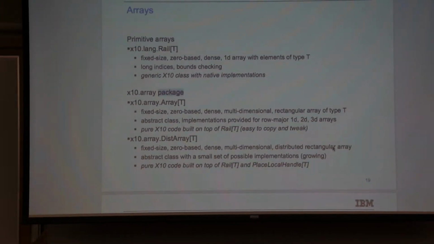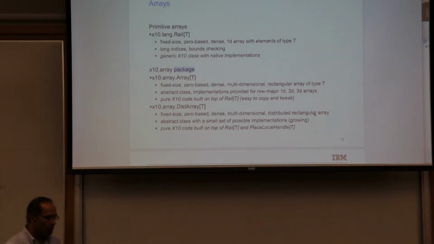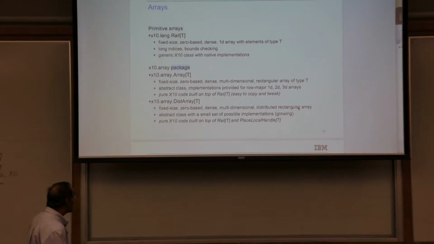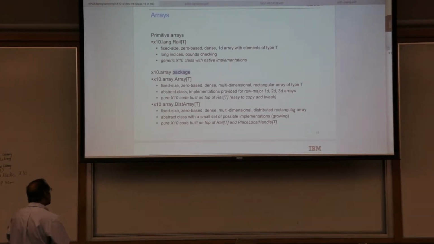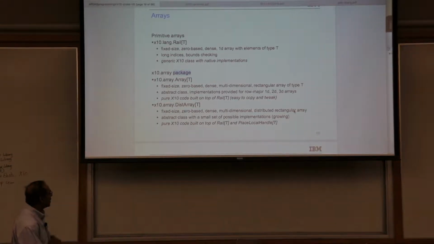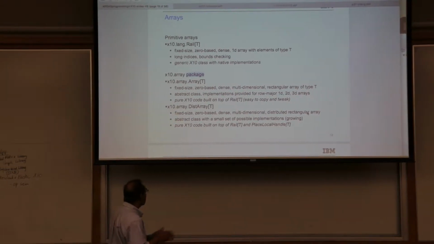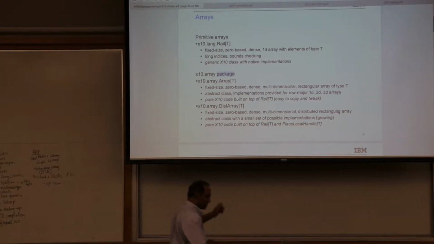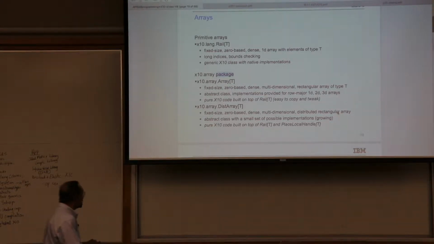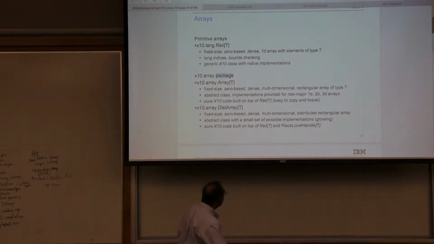And then there's a distributed version of arrays. So as we were talking yesterday, you want to have a notion of very, very large arrays that are split up across multiple places. And so distributed arrays, dist arrays, are just like arrays, but they are implemented through portions of them living on multiple places. And this is where we need to use place local handle. We will be going a lot more into detail on place local handle today.